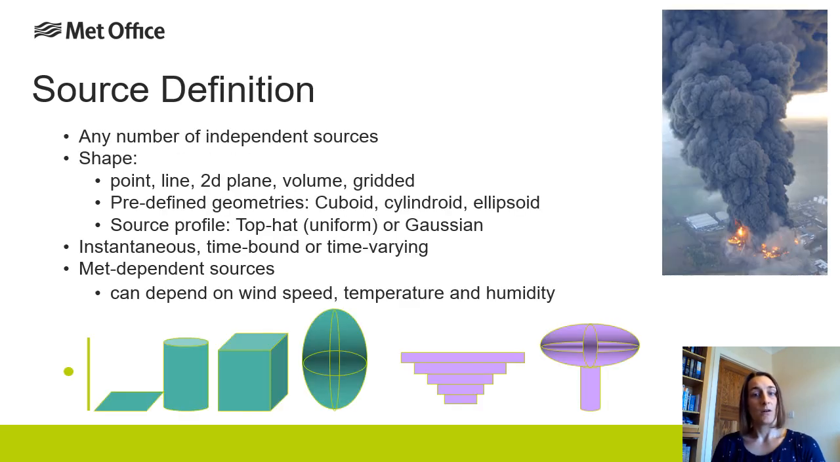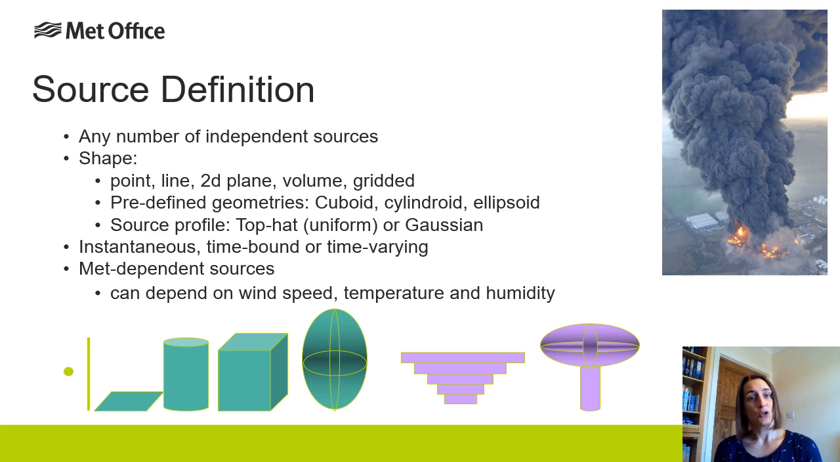So we may know our contaminant, we may or may not know our mass, but we also need to define how that's being released into the atmosphere. And as you can see from the picture on the right of the fire, the processes that happen in many releases are very complex and are often poorly understood, and we're not necessarily able to represent them in the model.